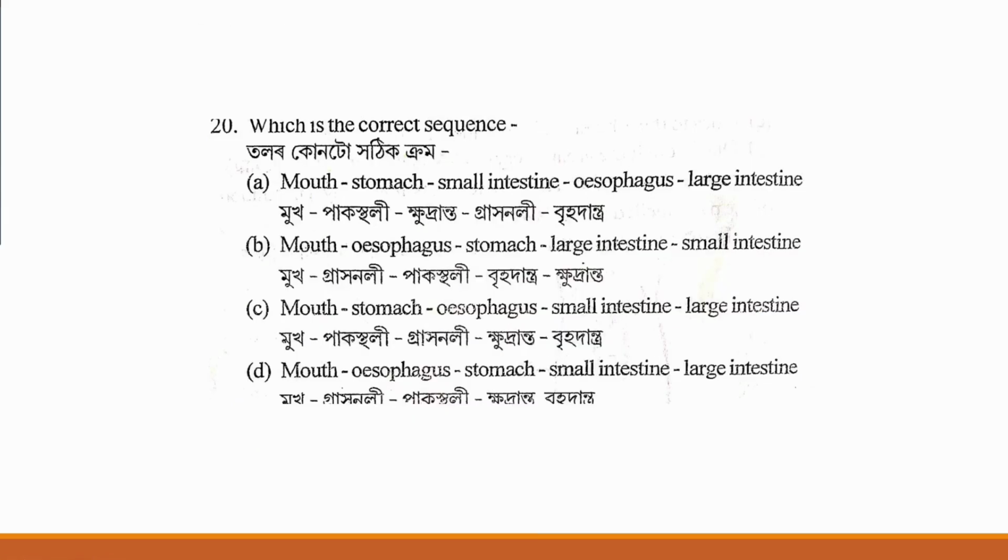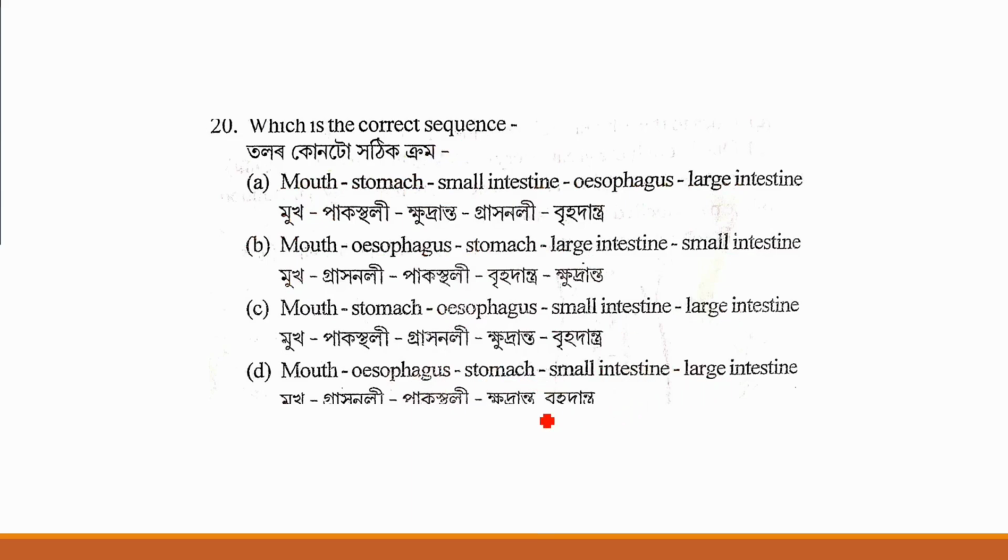Question number 20. Which is the correct sequence? Options: mouth, stomach, small intestine, oesophagus, large intestine. Mouth, oesophagus, stomach, large intestine, small intestine. Mouth, stomach, oesophagus, small intestine, large intestine. Mouth, oesophagus, stomach, small intestine, large intestine.